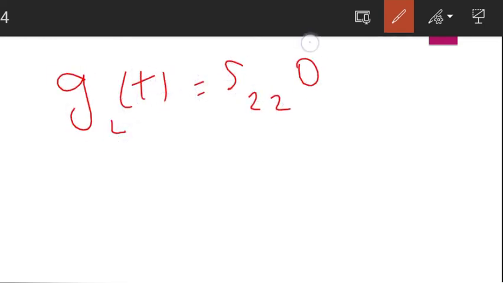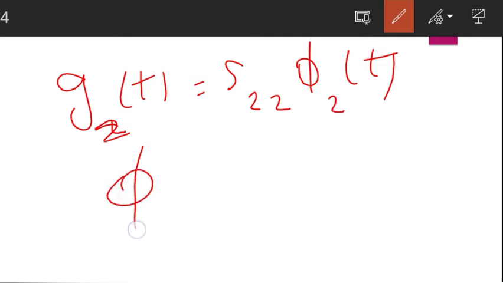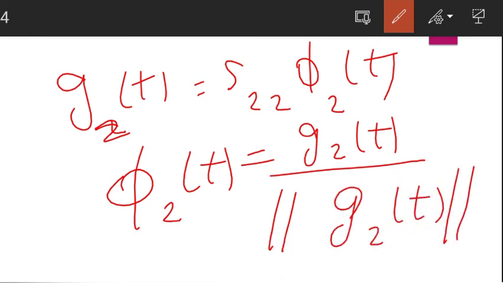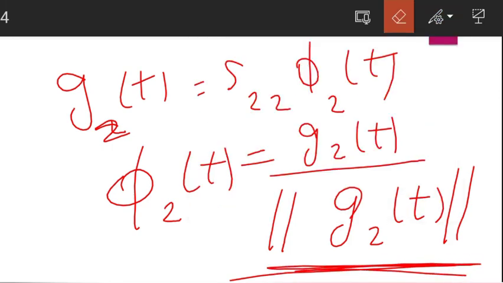So we have to calculate G2 of t, and from G2 of t we will get phi 2 of t, because G2 of t is equal to S22 into phi 2 of t. So what can we assume from this? We can say that phi 2 of t is equal to G2 of t divided by norm G2 of t. From this step we go to a step similar to the first step. That is, what is norm G2 of t?